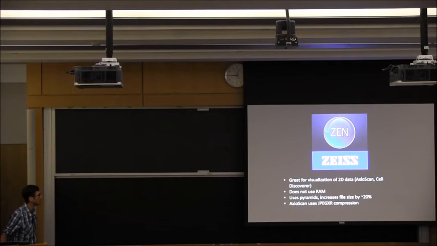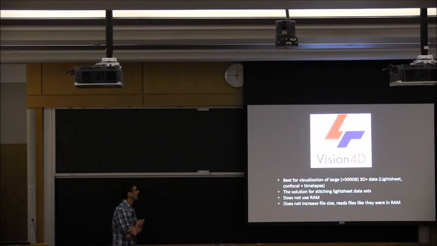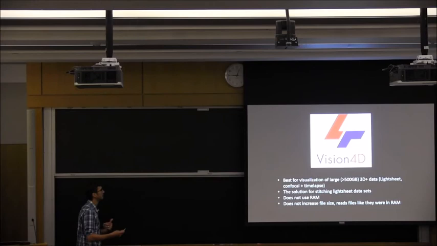Vision4D from Arivis is really great for 3D or even 4D data sets if you're doing time as well. It's been tested with data sets, I think, up over 10 terabytes. So it's definitely the leader in the field for dealing with these large data sets. It's basically our exclusive solution for stitching back together light-sheet data sets when you've done multiple fields of view to image your entire brain.